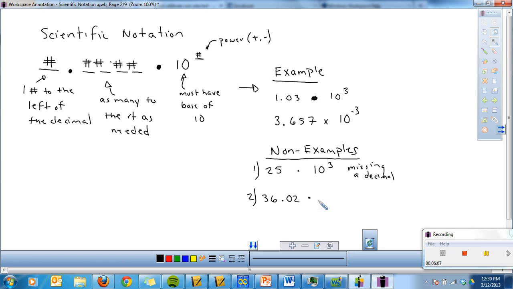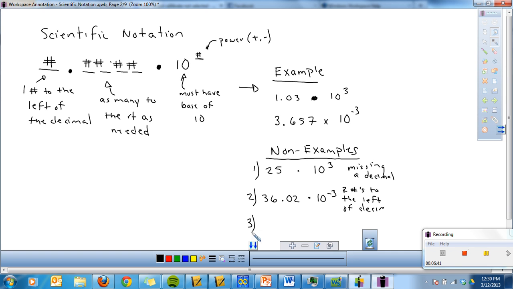36.02 times 10 to the negative third? Well, I have a decimal, I have a multiplication, I have a base of 10 and an exponent. Here, my decimal is actually in the wrong spot. You can only have one number to the left of your decimal. If you have more than one, it is incorrect. So this is two numbers to the left of the decimal. So that is incorrect as well.